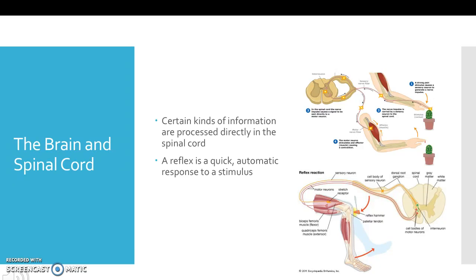The nerve impulse is then carried by a sensory neuron to the spinal cord. In the spinal cord, the nerve impulse causes a signal to be sent directly to the motor neuron. The motor neuron stimulates the effector, or the muscle, causing a contraction. A similar example is displayed below.